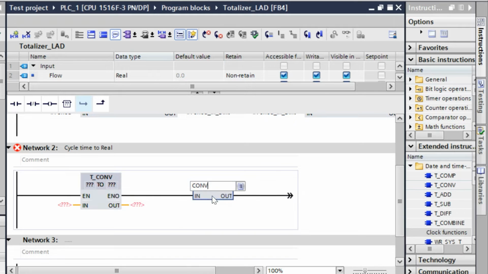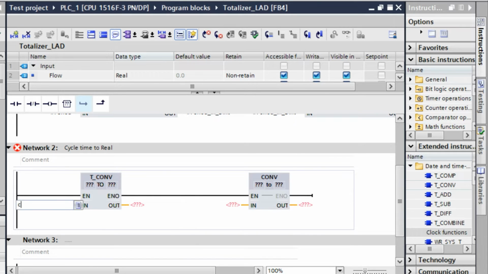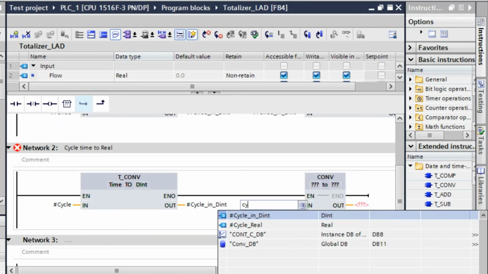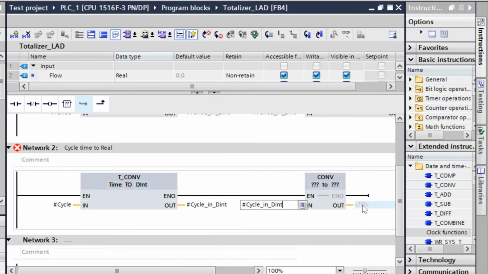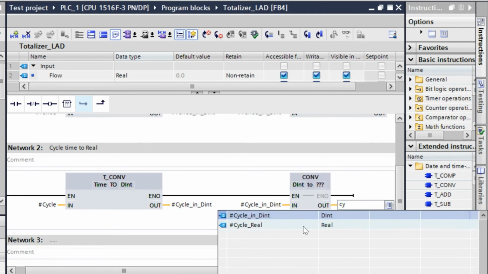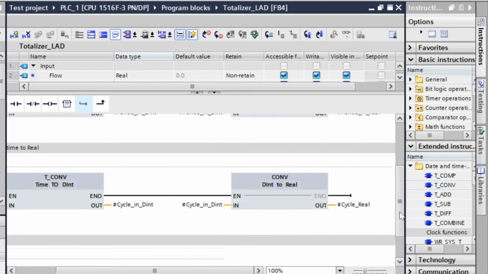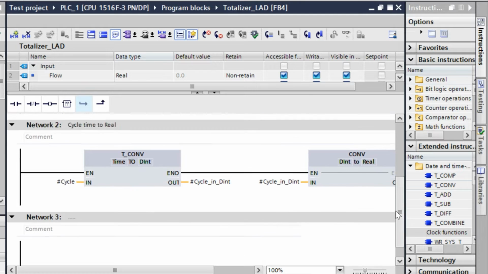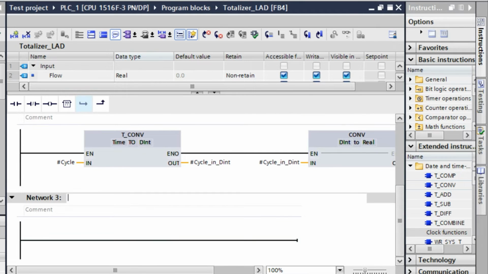And here, the D into R conversion function. Now here the cycle time is the input, and the output is cycle in DInt. And here the input is cycle in DInt, and the output is cycle in real. So our conversion is complete. Now all the inputs are in real data type.